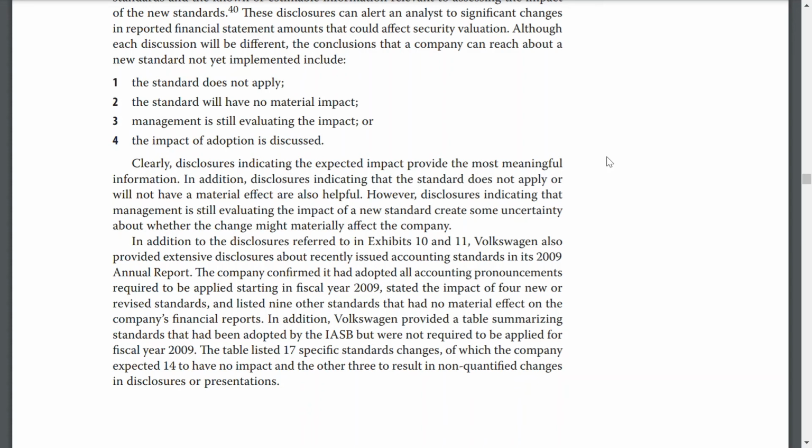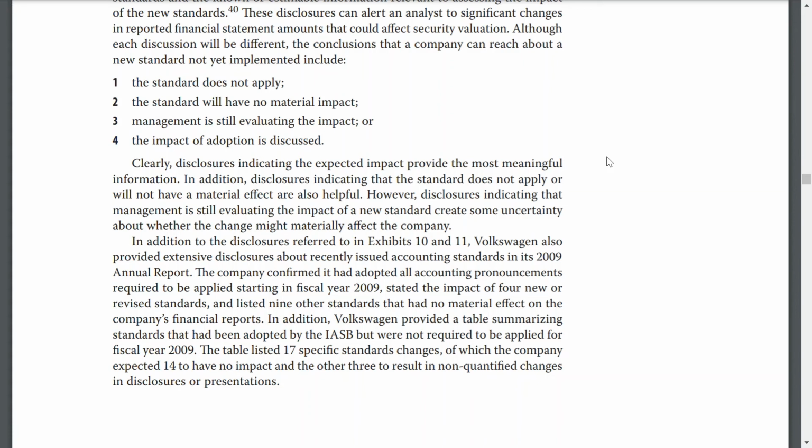Clearly, the disclosure indicating the expected impact provides the most meaningful information. In addition, disclosures indicating that the standard does not apply or will not have a material effect are also helpful. However, disclosures indicating that management is still evaluating the impact of a new standard create some uncertainty about whether the change might materially affect the company.